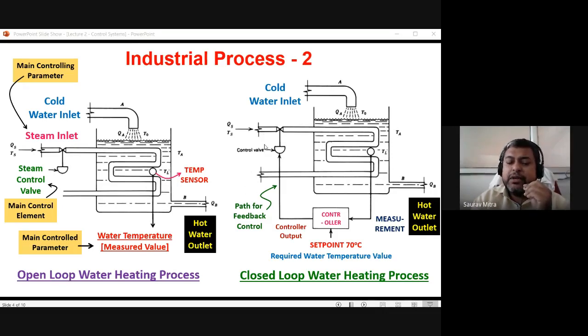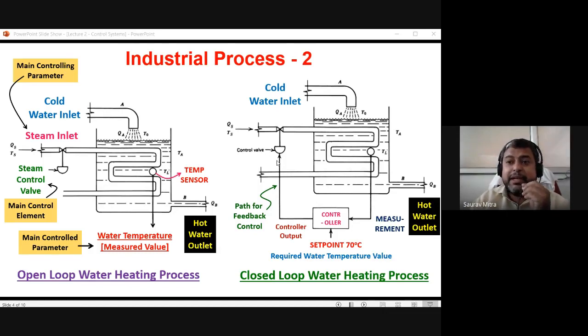This signal will help the actuator. The actuator will close the control valve and no more steam flow will occur inside this pipe. So the temperature of the water is now 70 degrees. The process requirement has been reached. But the problem is, will you stop there?